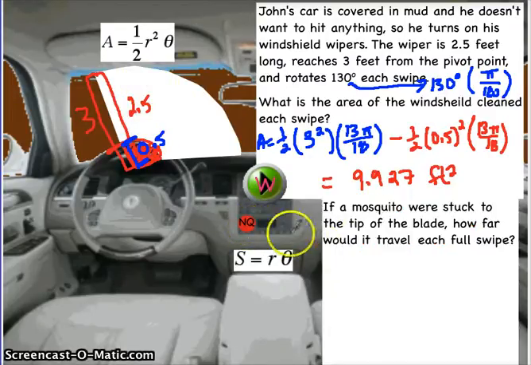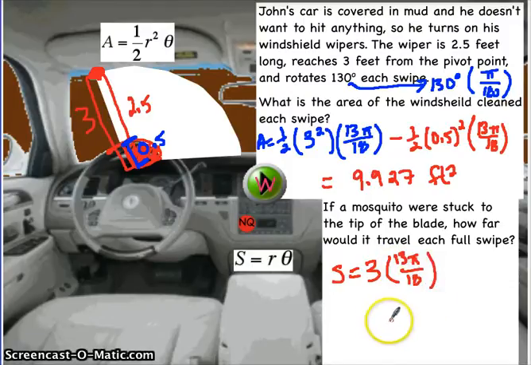For another helpful question, thinking again about that wiper blade, what if a mosquito were attached to the end of the blade up here? And it's going to be traveling around that edge, back and forth. How far would it travel on each swipe? Well, remember, it's just radius. For that edge, we're traveling at a 3-foot radius. And on each swipe, again, still 130 degrees, or 13 pi over 18 for a central angle.